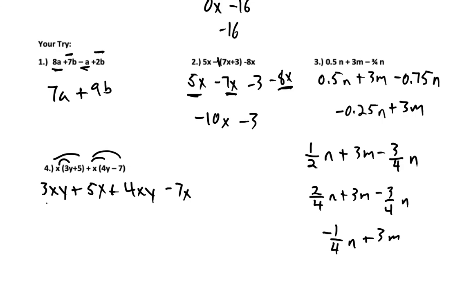So what are our like terms here? Well, we have 2 terms with both x and y, and 2 terms with just x. So we'll combine these. What's 3 plus 4? That gives us 7xy. And what's 5 minus 7? That'll give us minus 2x. And there you have it. This is our first lesson.